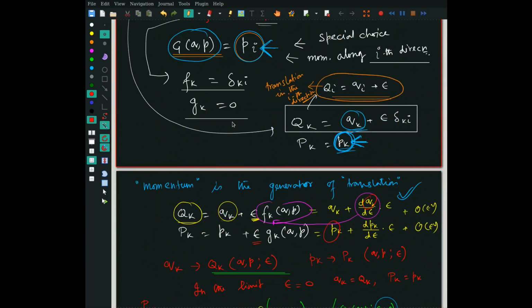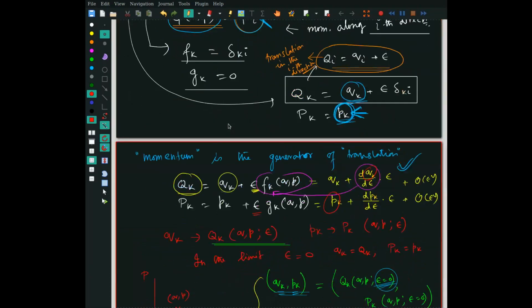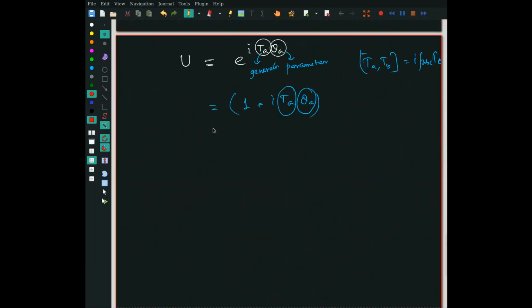Sir, we have chosen capital G equals small pi, then only we got that translation in the ith direction in the space coordinate. Similarly, if instead of capital G we take capital H and we choose it to be pi, then only we get time translation, or is it a special case? No, you do not have to choose H to be anything. H is your Hamiltonian. The definition of H is something that gives me this relation.